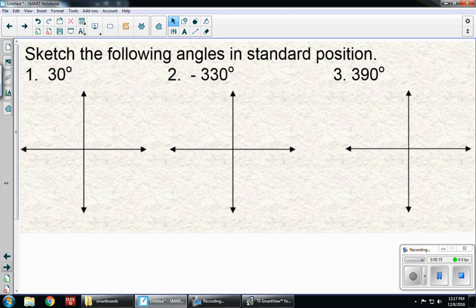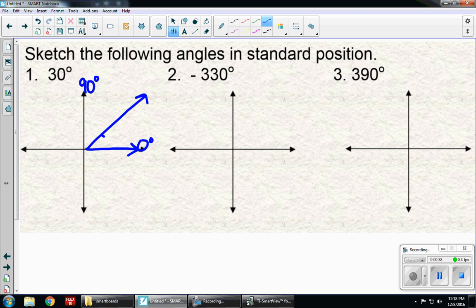If I sketch these three angles, 30 degrees, negative 330 degrees, and a positive 390 degrees, we're going to see that these are all coterminal. So if I start with 30 degrees, 0 degrees, and 90 degrees, this is going to fall in quadrant 1. The initial side is always the positive x-axis, and here's my angle of 30 degrees.